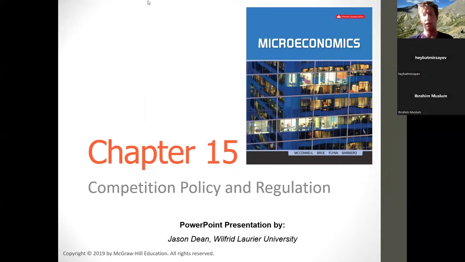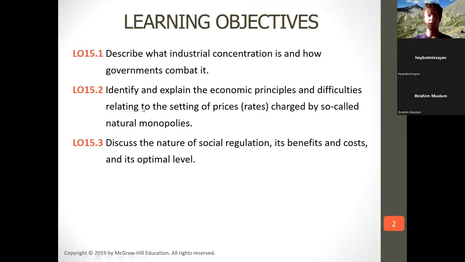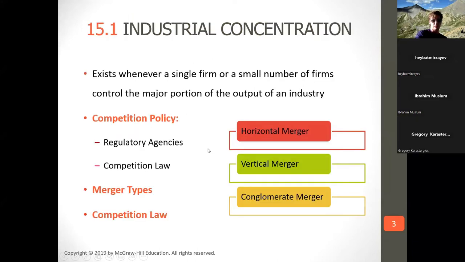We'll get started. So we'll go through chapter 15, competition policy and regulation. We'll go through industrial concentration and how governments combat it, and then the economic principles and difficulties of setting prices/rates charged by natural monopolies. Then we'll go through social regulation. Industrial concentration is when a single firm or a small number of firms control the major portion of the output of an industry.